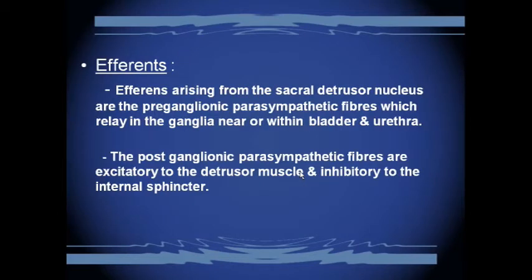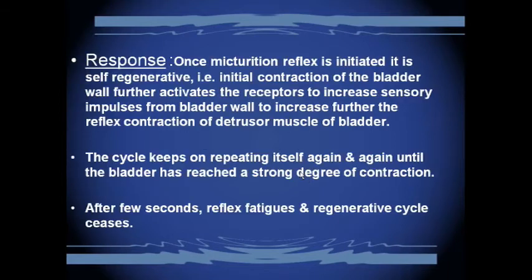Efferent arises from the sacral detrusor nucleus, the preganglionic parasympathetic. As we discussed before, parasympathetic helps in emptying of the bladder, which relays in the ganglia near or within the bladder and urethra, and then the postganglionic parasympathetic is excitatory to the detrusor and inhibitory to the internal sphincter. So the detrusor will contract and the internal sphincter will relax, so micturition will be facilitated.